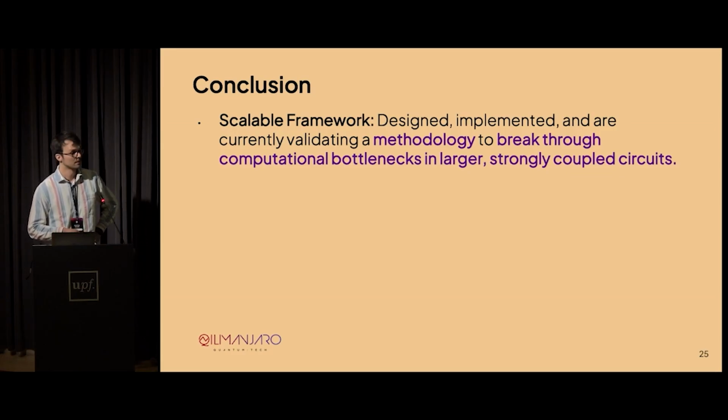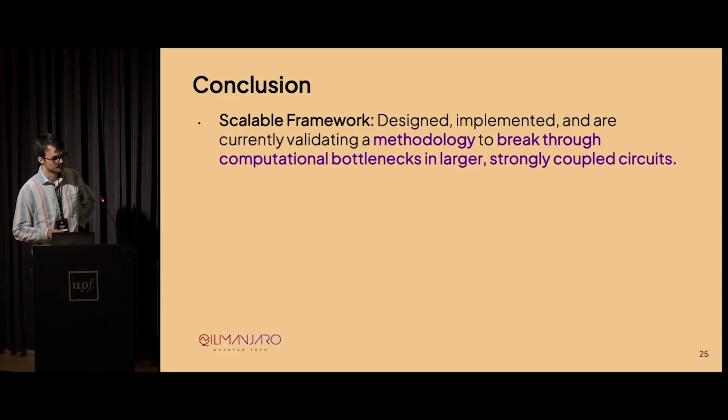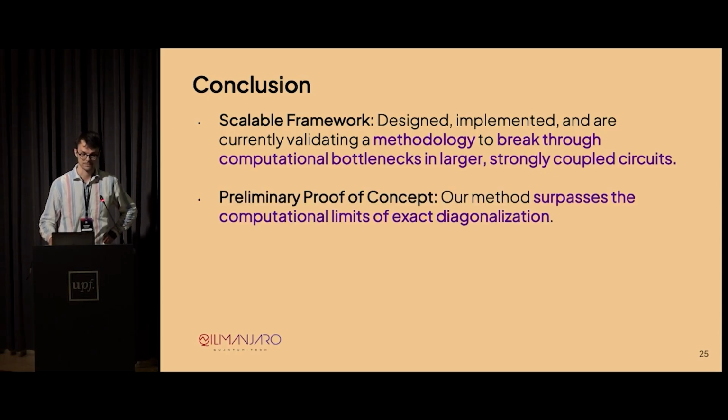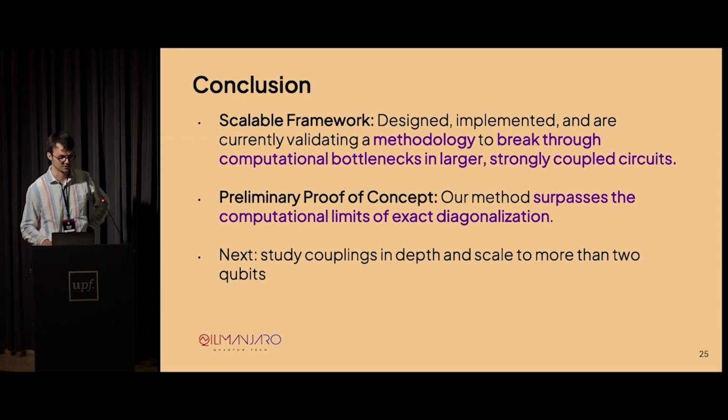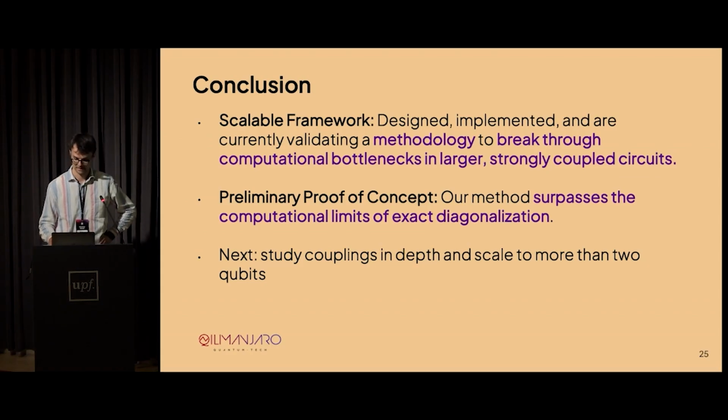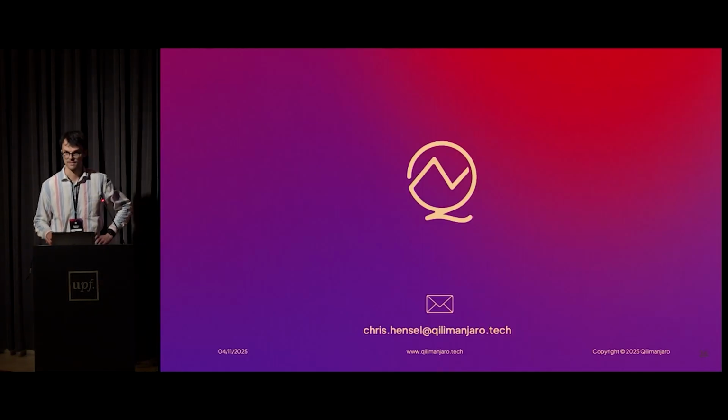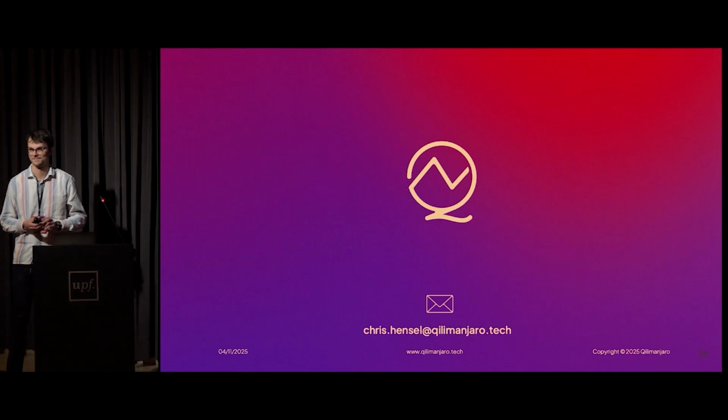So the conclusion of my talk is basically that we built a scalable framework which we implemented and currently validated to do larger simulations for strong coupling circuits. And with the previous result, I can show that we can reach systems which we couldn't simulate before. And then next is also to study actually the couplings as promised and then scale to more qubits. So that's it. I'm happy to answer your questions.